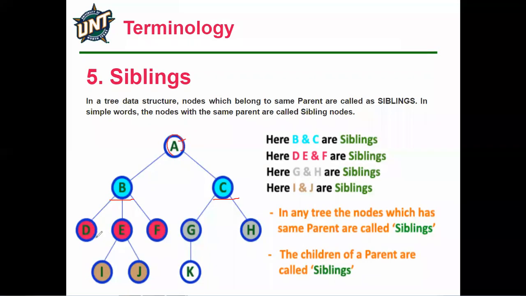We can say that D, E, F are also siblings, because they belong to the same parent, that is B. D, E, F belong to the same parent B. That's why they are called siblings here.